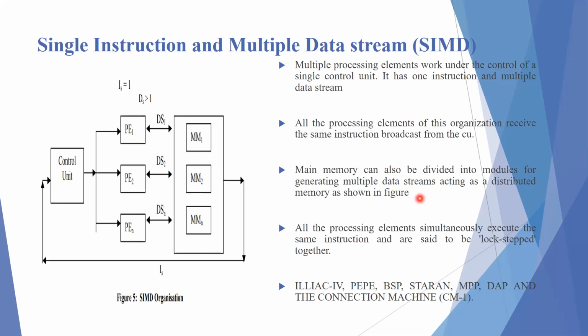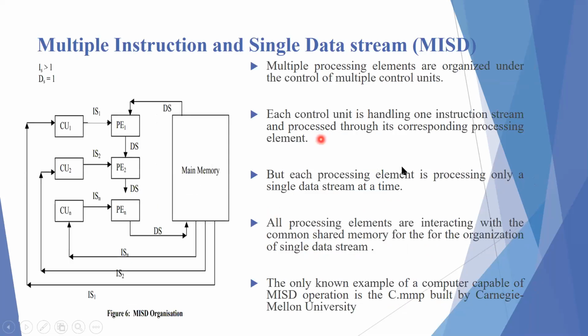Okay. All the processing elements simultaneously execute the same instruction and are said to be lockstepped together. So we can call them lockstep. Some examples are ILLIAC IV, PPE, PEPE, then we have the STARAN. I've heard about the STARAN, MPP, DAP, and the Connection Machine. So some of those we know, some of those were just in the infancy, some of those came into the market.